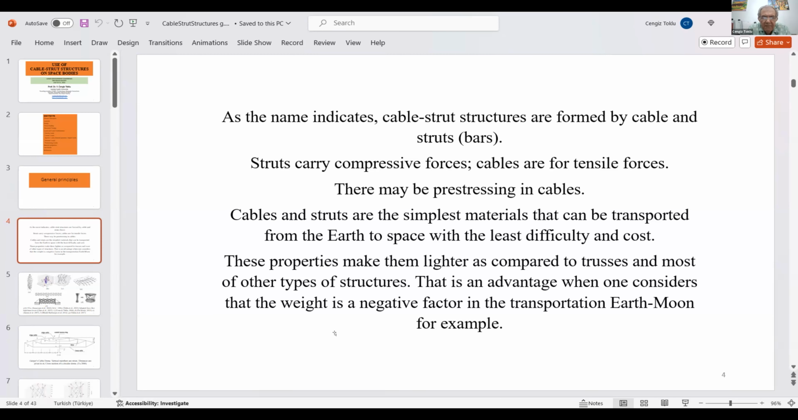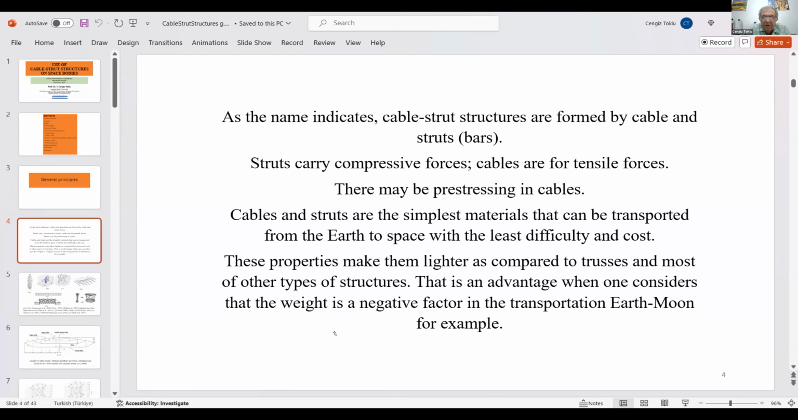Of course, if we have a structure like this, there are many other types of structures that can be used on Moon and Mars, etc. Like, for example, we can use bricks or concrete or 3D printing of concrete, etc. They all have their advantages and disadvantages. So in this speech, I will talk about these cable-strut structures.